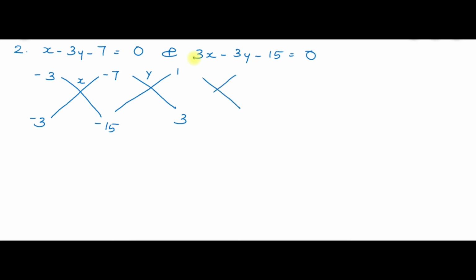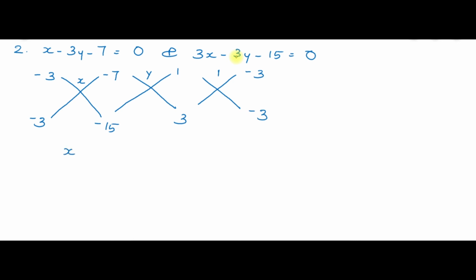Then for determining the value of the constant, you have to write x and y values. Here already x values are written. So you have to mention y values. Here y values are minus 3, minus 3. So minus 3, minus 3.